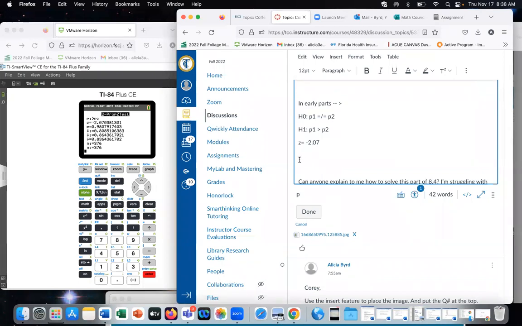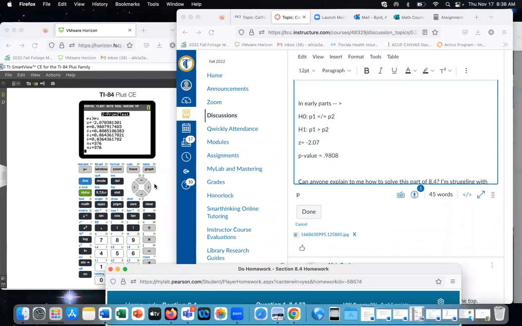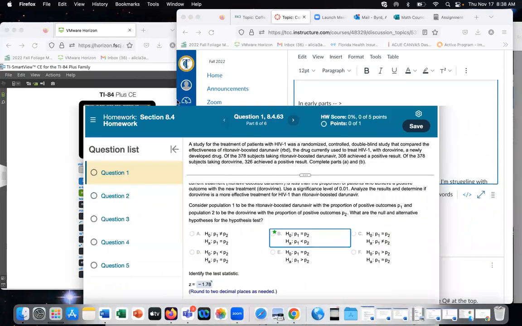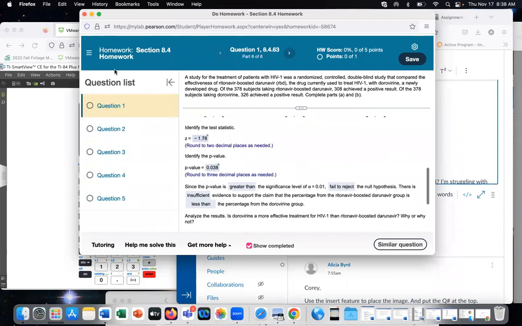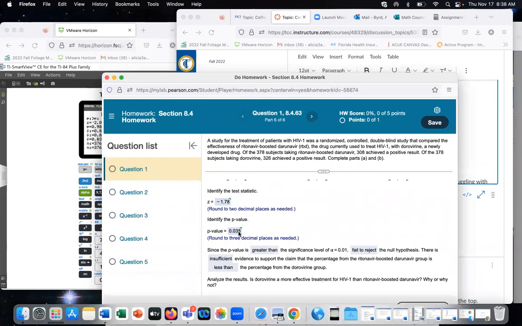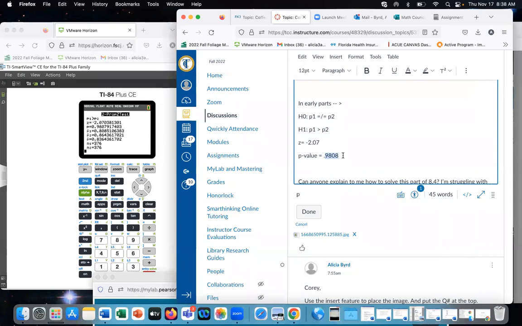Okay, and in the problem, my p-value that they gave me for this one is 0.980, like 0.98079. I'd probably round to 0.98. I'm not sure how many decimal places we do on that. Does it tell me? Three. Okay. So this one is going to be a similar result to what we have there. I'm going to show you in a second.